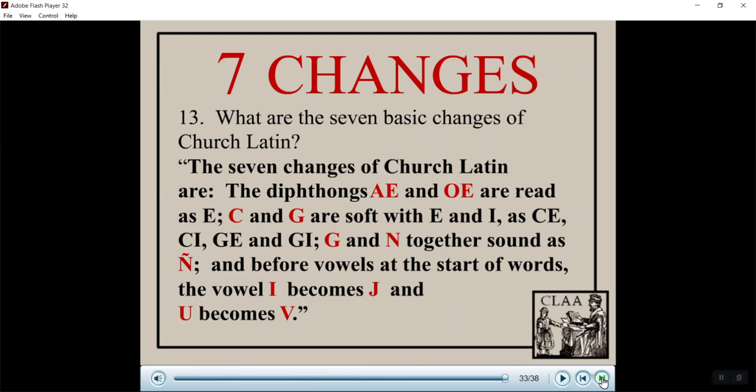The seven changes of church Latin are: the diphthongs I and oi are read as a, k and g are soft with a and e, as che, chi, je, and g. G and n together sound as n, yay. And before vowels, at the start of words, the vowel e becomes j, and u becomes ve.